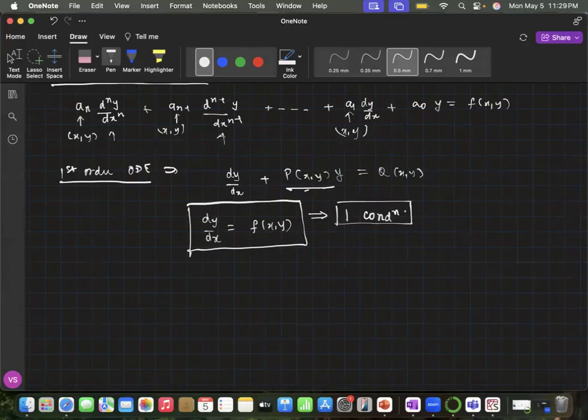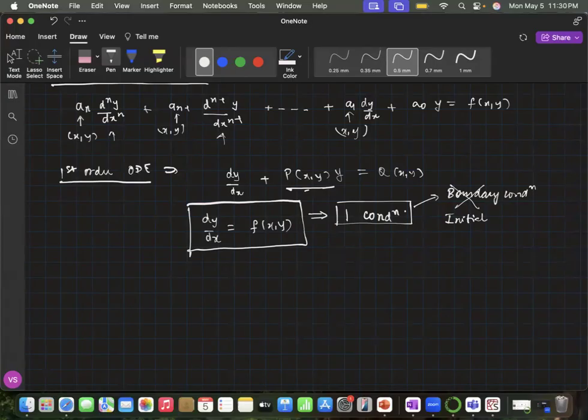Now this one condition could be a boundary condition, or since we are dealing with just one condition, rather than calling it a boundary condition, we'll call it an initial condition. So we'll need, let's say, the value of y at some initial point, say x naught, and using that initial value, we are going to move ahead in x, right?